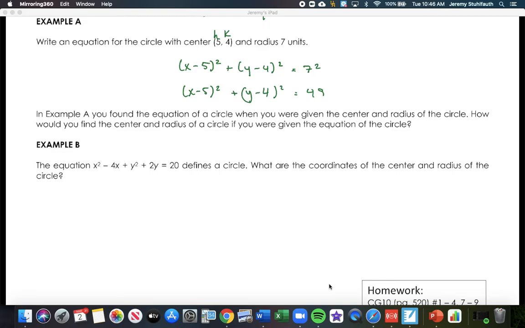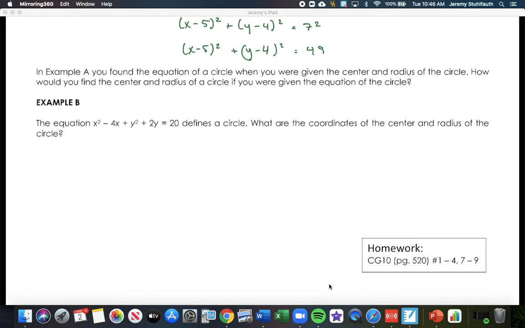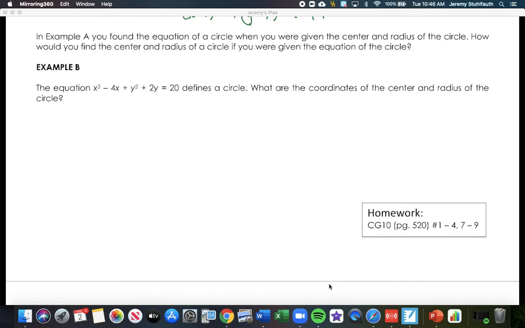Now, in example A, we found the equation of a circle when we were given the center and the radius of the circle. How would we find the center and radius of a circle if they give us the equation? So you'll notice here in example B, they give us an equation that is not necessarily written in the form that we just saw for a circle. So what we need to do is rewrite this in the form x minus h squared plus y minus k squared equals r squared.